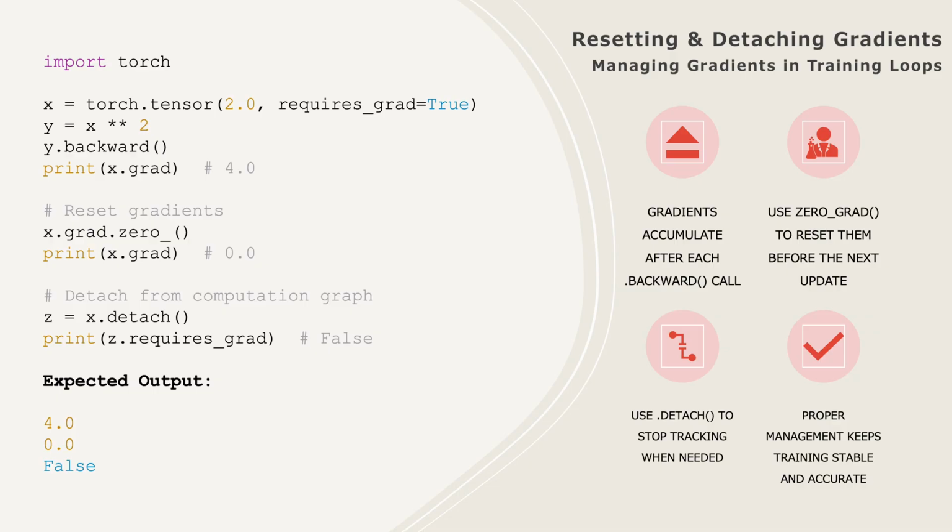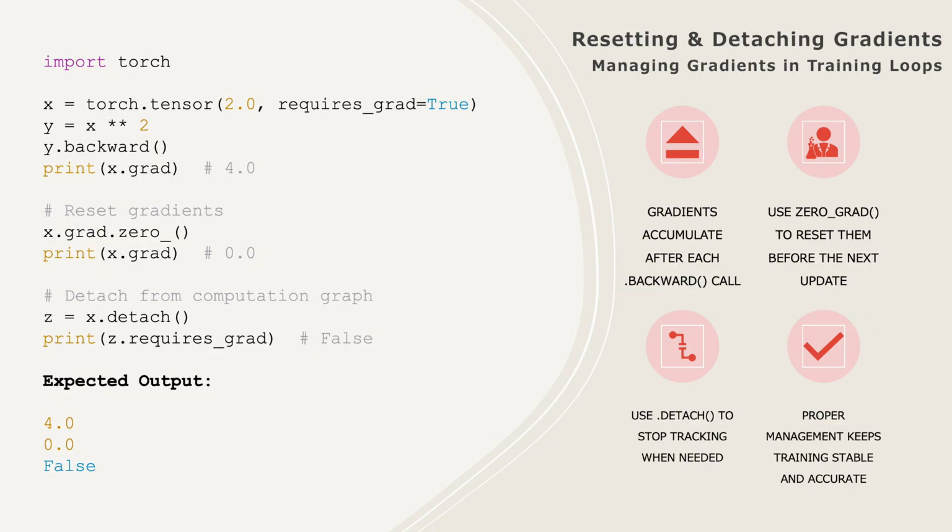Let's walk through how PyTorch handles gradients during training. When we perform backpropagation using the .backward function, PyTorch automatically computes and stores gradients in each tensor's .grad attribute. However, these gradients don't reset by themselves. They accumulate after every backward call. That's why, in a typical training loop, we must clear the gradients before computing new ones.